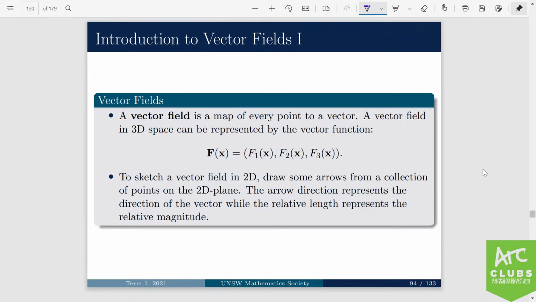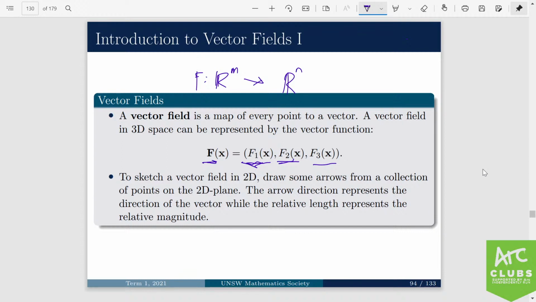So what is a vector field? A vector field is just a map of every point to a vector. You can also call it a vector function because it's really the same thing. It's a vector function because it's a vector of functions. So in 3D, you have 3 components, and we can break it up into 3 functions. So essentially, it's just a function from some m-dimensional domain, so it doesn't have to be from the reals anymore, not just from the scalar, and to some other domain.